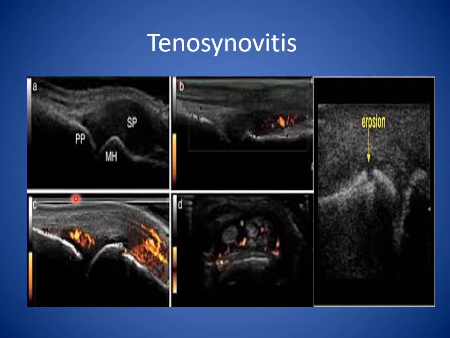Another very common pathology seen is that of rheumatoid arthritis in the hand, where we see the synovial proliferation, the increased vascularity, the fluid around the tendon denoting tenosynovitis, and the bony erosions.